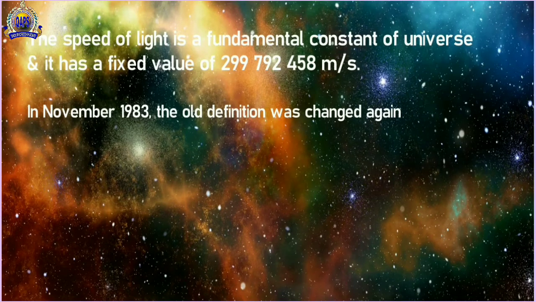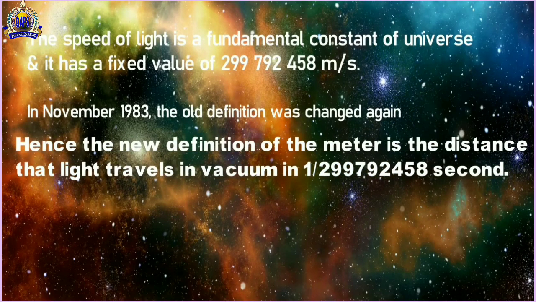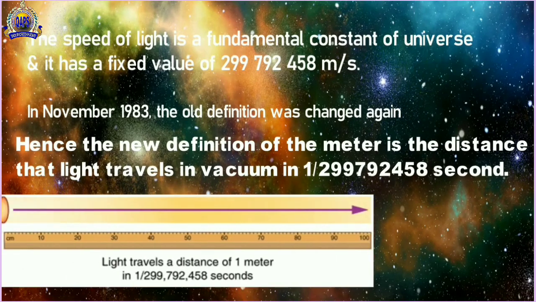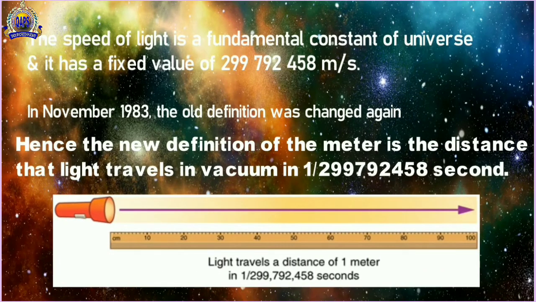The bars remain the same. So in November 1983, the old definition was again changed, and the new definition came into being, and it was 1/299792458. This definition is nowadays used all over the world for defining a meter. Hence the new definition of the meter is the distance that light travels in vacuum in 1/299792458 seconds.